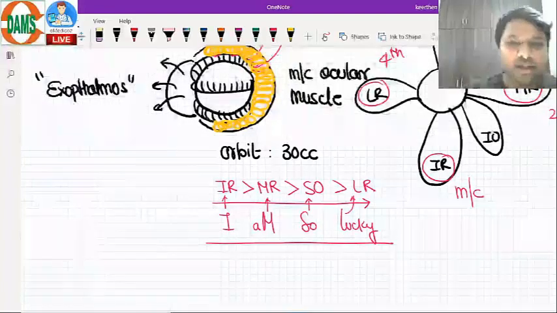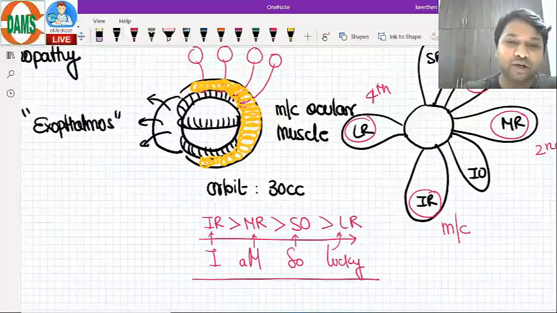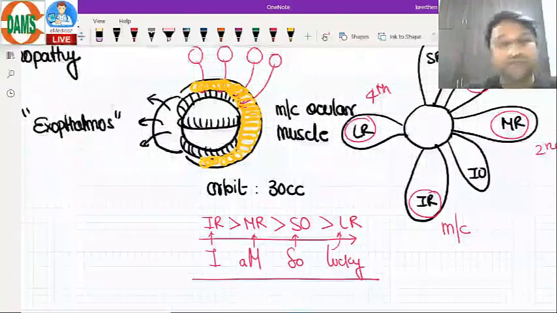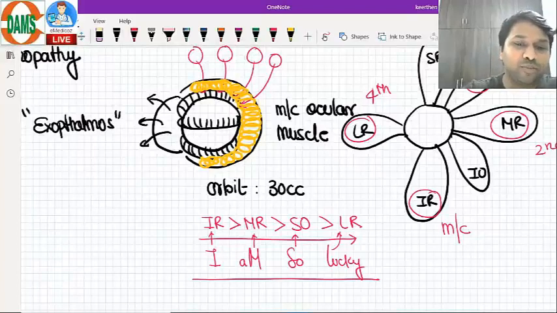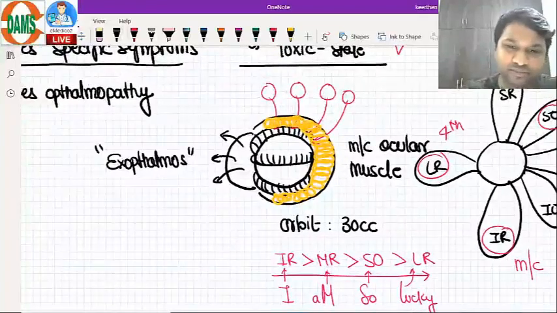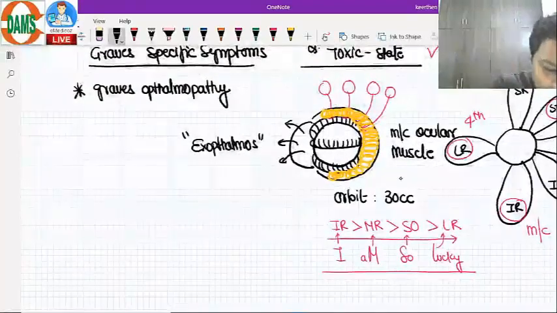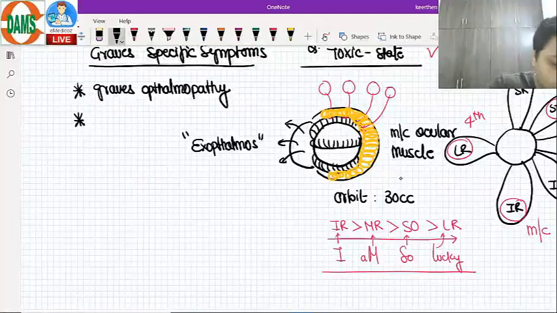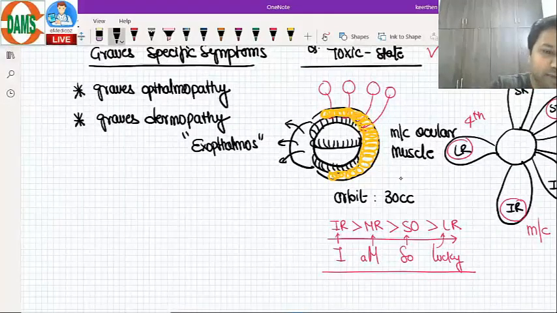See, this retroorbital edema is the first cause, and later on, because of accumulation of glycosaminoglycans, which is also responsible for Graves' dermopathy. But glycosaminoglycans are more important for dermopathy when compared to ophthalmopathy, right? So I'm going to reserve that for later. All right. Now, Graves' ophthalmopathy. Next is Graves' dermopathy, because of accumulation of glycosaminoglycans.